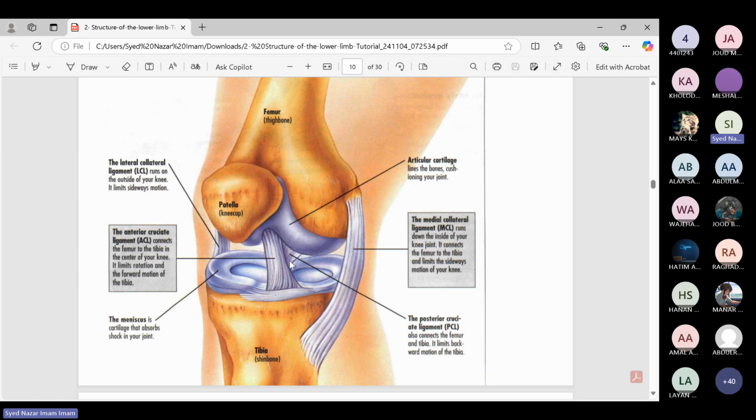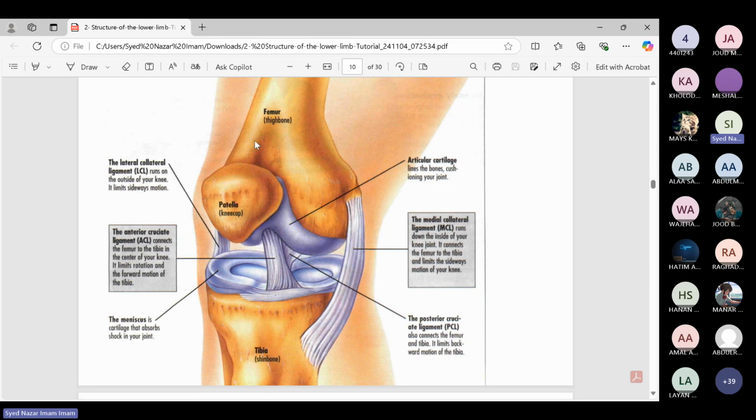They are named anterior and posterior because of their attachment on the tibia. So anterior cruciate ligament means this is attached on the anterior part of the tibia, and the posterior cruciate ligament is attached on the posterior part of the tibia. So they are cruciate. So one end is attached on the anterior part of the tibia, and the other end is attached on the posterior part of the femur. So when I say what is the attachment of the anterior cruciate ligament, it is attached on the anterior part of the tibia and the posterior part of the femur. Where on the femur?